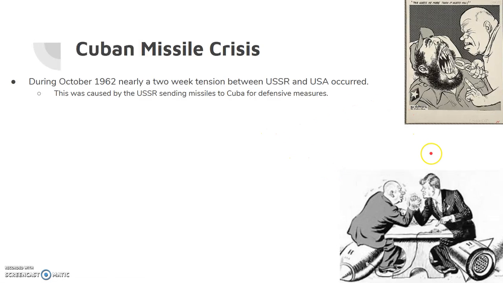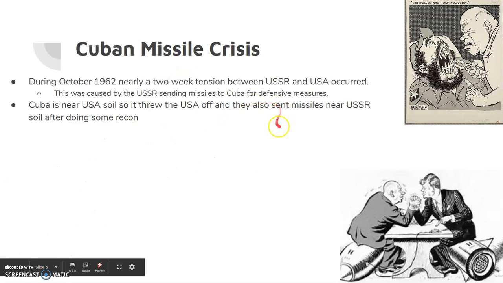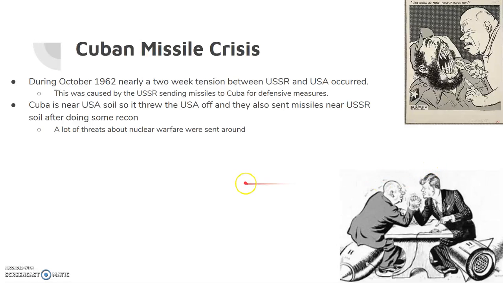the Castro brothers took over and overthrew the last government. Because Cuba is so near the USA soil, it threw off the USA, so they also started putting up missiles near the USSR after doing some reconnaissance, in which they discovered by accident the missiles in Cuba. And this is where threats about nuclear warfare started rising.